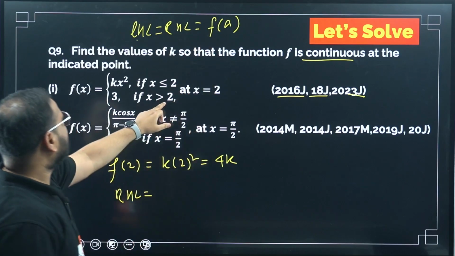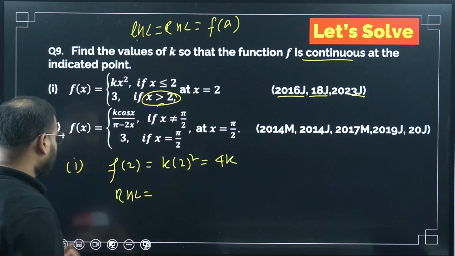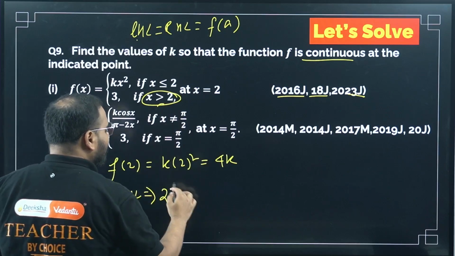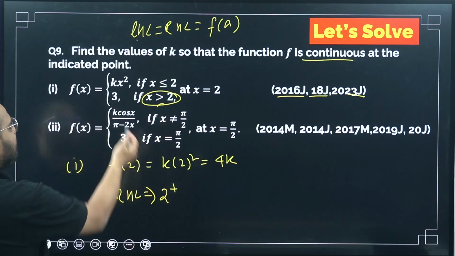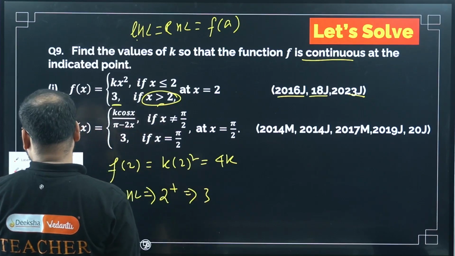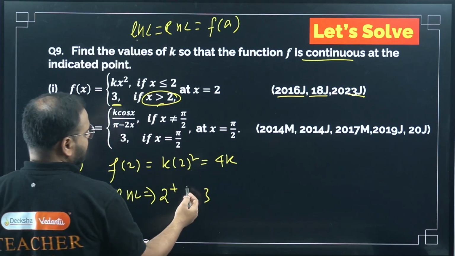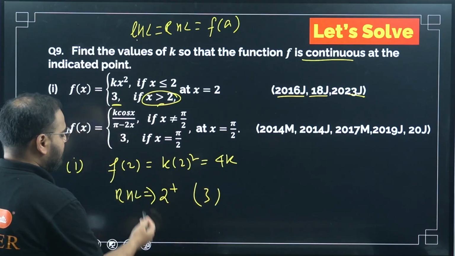Check here, RHL. What is my RHL? I have to look for what value? More than 2. RHL means what? 2 from the positive side, means more than 2. Is there a variable here? No. Simply what is the answer? So RHL is given simply as 3. Okay, so my RHL is 3.